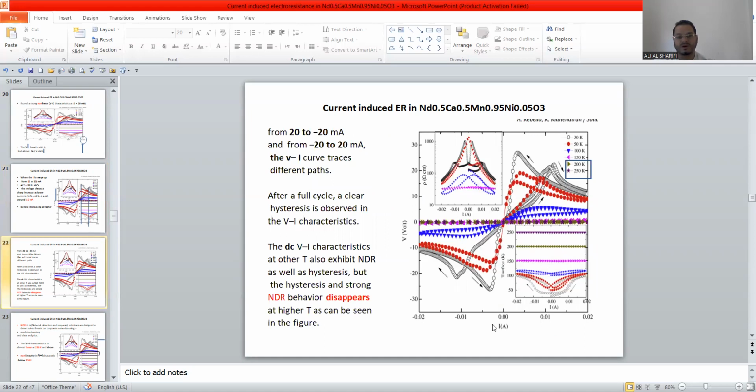Now let's talk about sweeping from 20 to minus 20 milliampere and reversing that, from minus 20 milliampere to 20. The IV curve tracks different paths like that, the butterfly curves, butterfly phenomena. Anyway, after a full cycle, a clear hysteresis is observed in the IV characteristics. The IV characteristics at other temperatures also exhibit NDR.